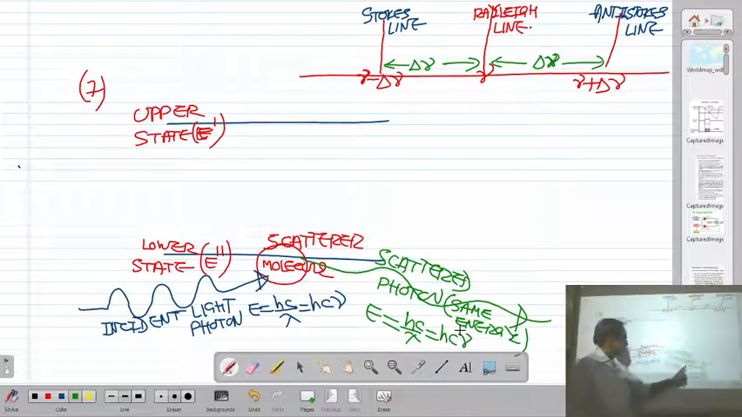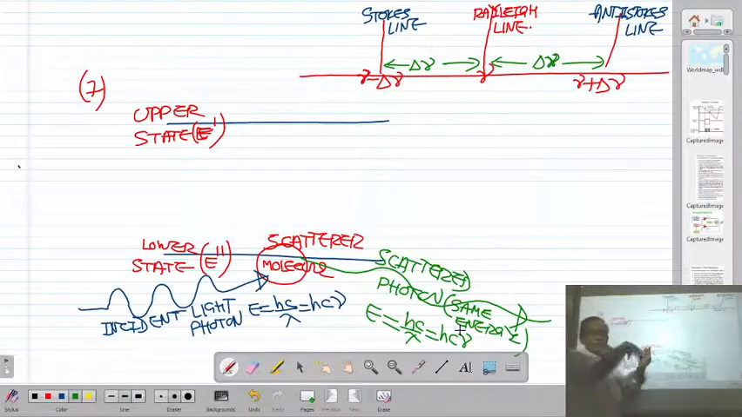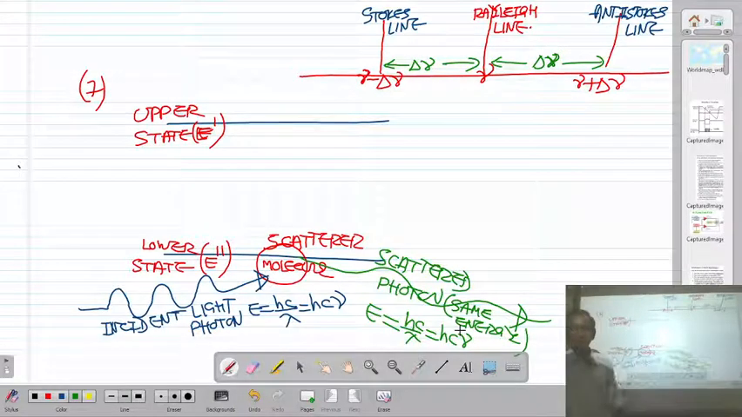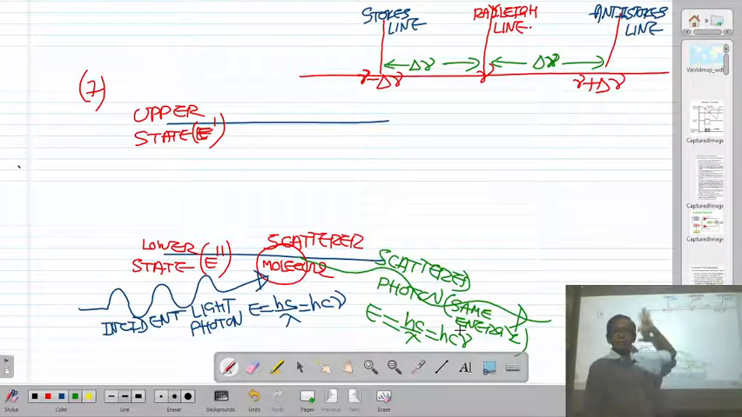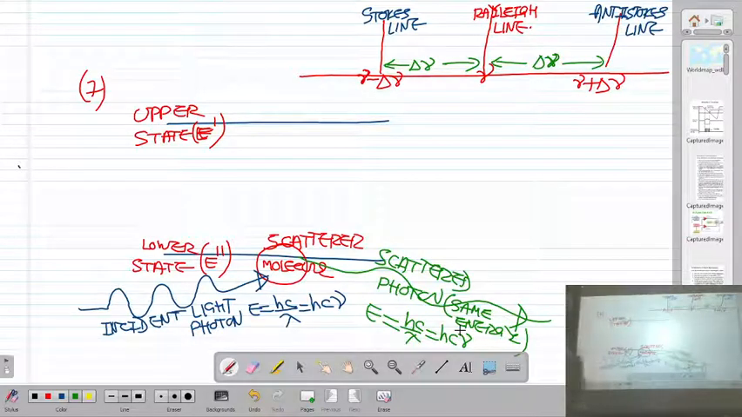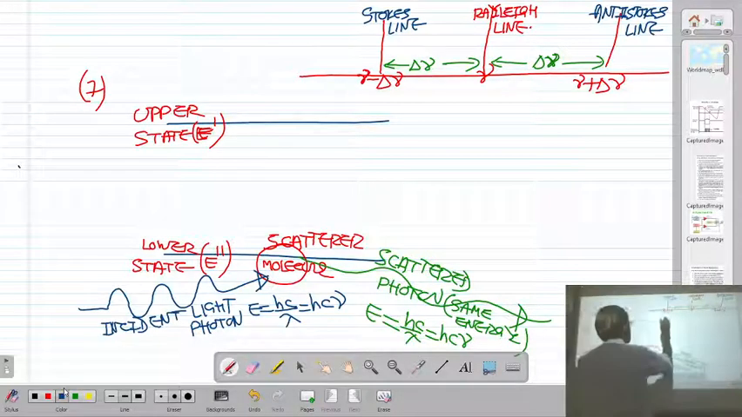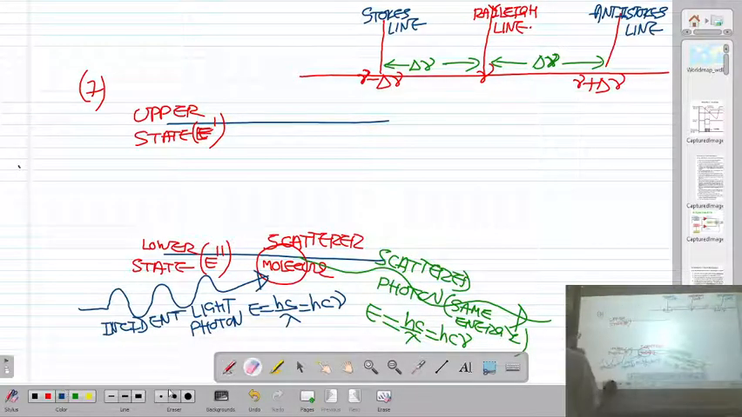Okay, and the molecule remains in the lower state after the collision. So this gives rise to a Rayleigh line, of the same frequency as that of the incident light. So we write a small explanation for this, according to the quantum explanation.